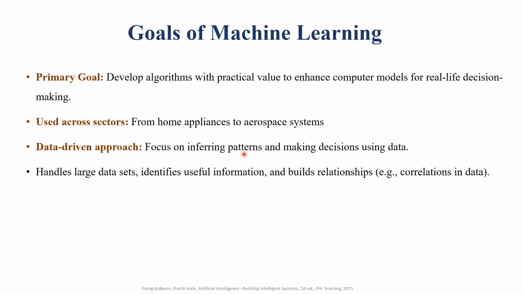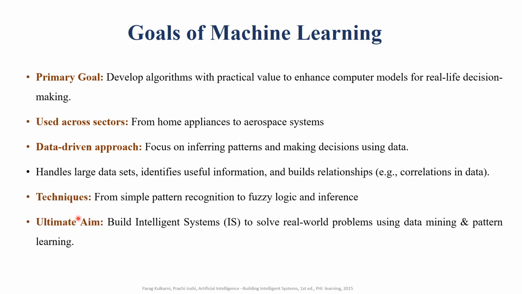We need to focus on inferring patterns and making decisions using the data. Also, handling large data sets, identifying useful information, and building relationships, wherein we find the correlations in data. The techniques range from simple pattern recognition to fuzzy logic and inference. The main aim is to build intelligent systems so that we could solve real world problems using data mining and pattern learning.